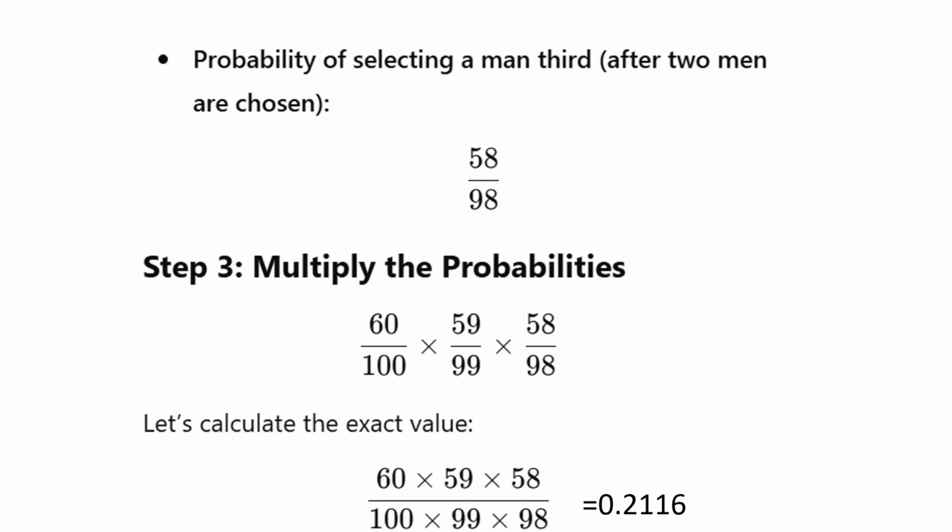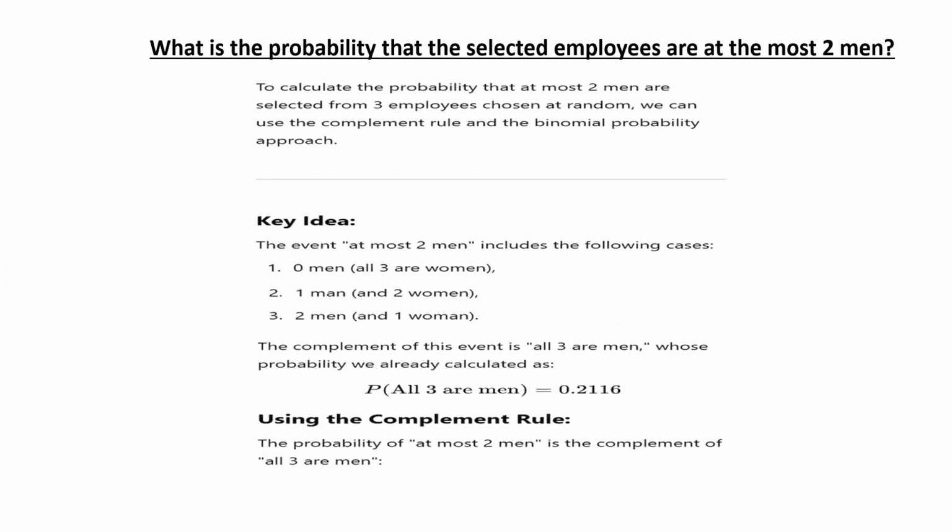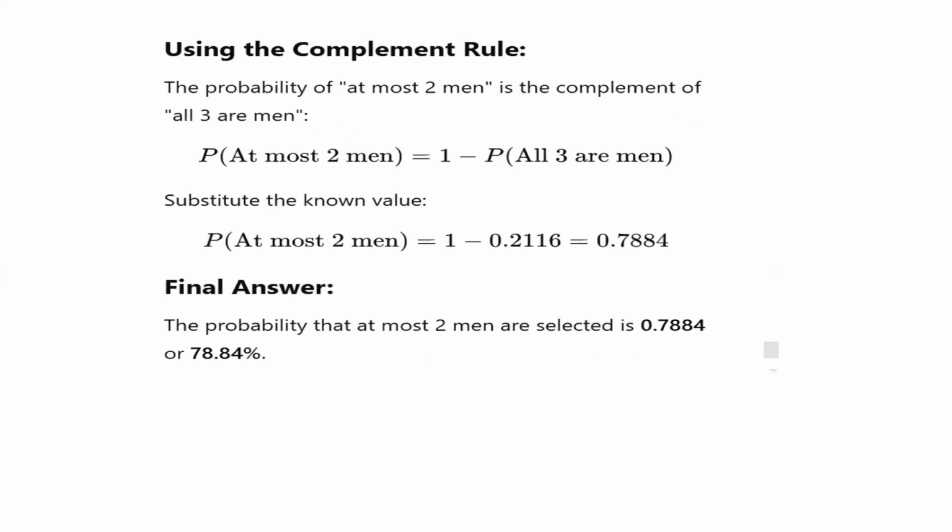which is 0.2116. Now, at most 2 men. That means all 3 are not men, so that is the complement rule. All 3 men is equal to 0.2116. If all 3 men are not there, that means at most 2 men are there. That will be got by subtracting 0.2116 from 1, because the total probability is 1. So 1 minus 0.2116 is the answer, 0.7884.